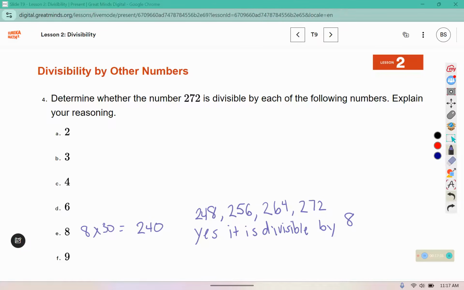How about 9? It wasn't divisible by 3, so it can't be divisible by 9.